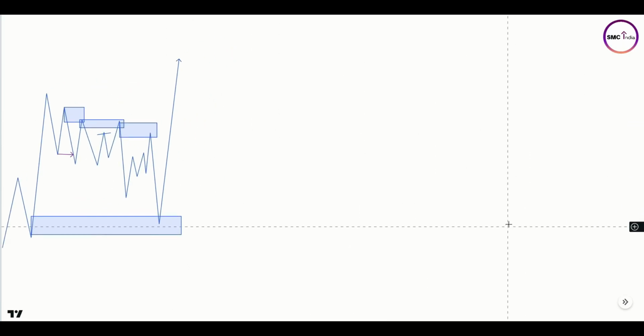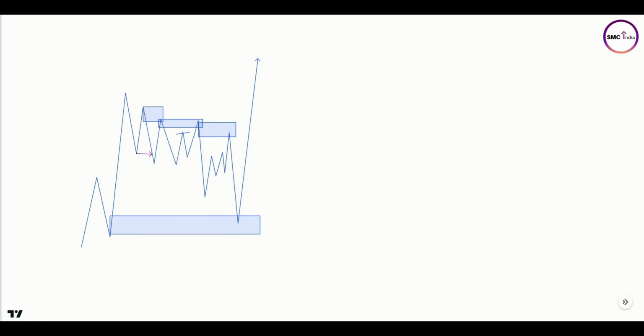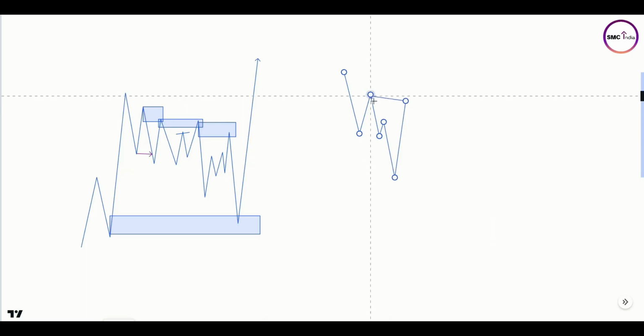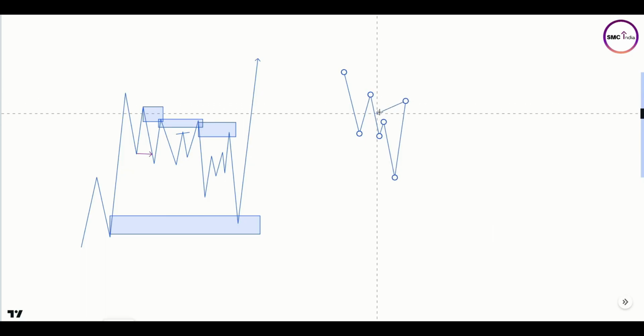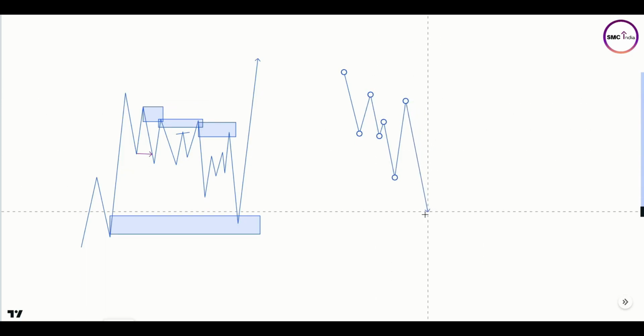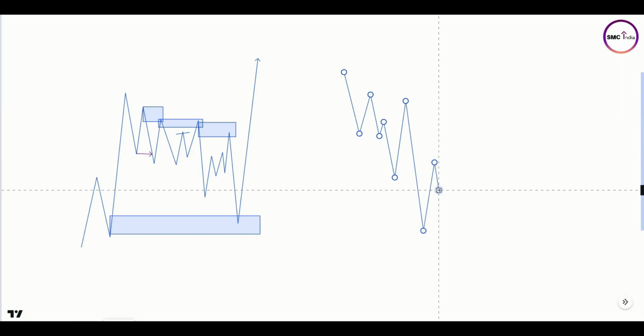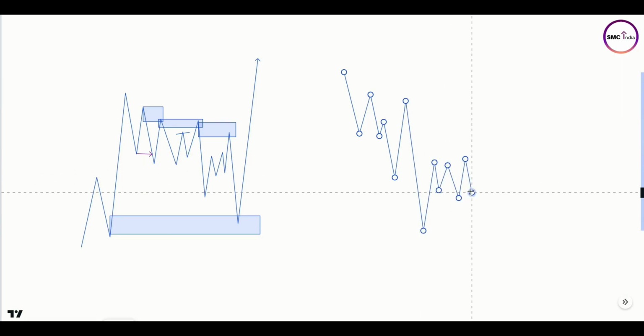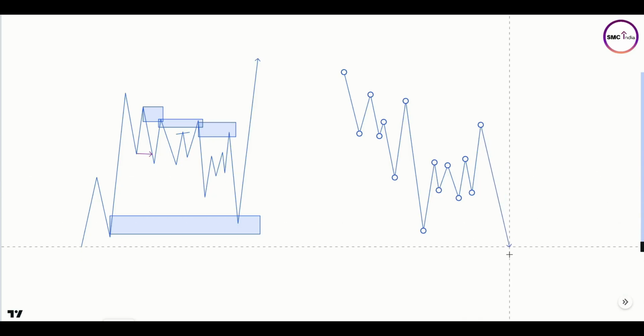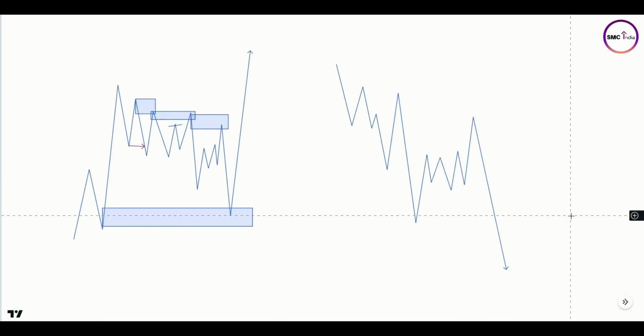So what happens is that if you move on to 15 minutes, for this downtrend here, you could see in 15 minutes that the price is moving like this, comes back again to fill the imbalance here, mitigate this order block, and then shoots down again, creates liquidities, and then it shoots up to mitigate this order block, and then moves down again.